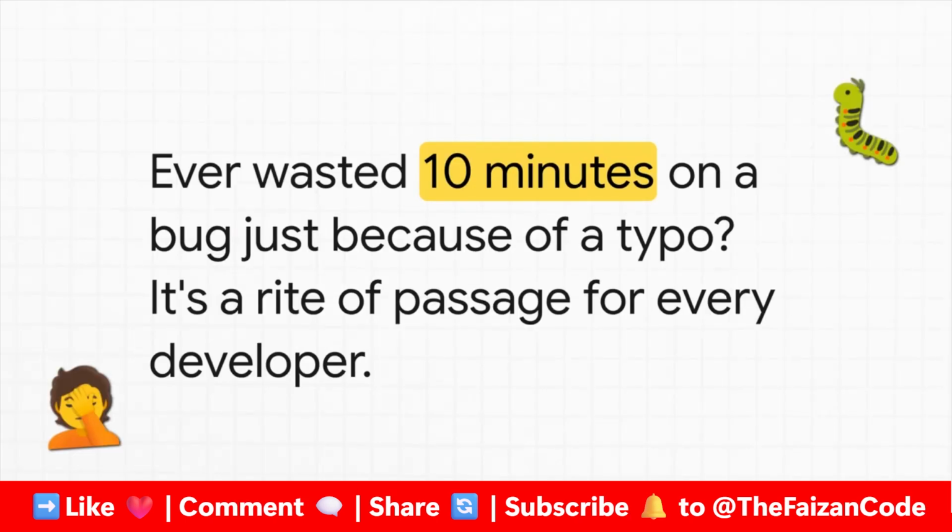I mean, seriously, who hasn't wasted 10 minutes, or let's be honest, maybe even longer, on a bug that was just a simple typo? You're going through your logic, everything looks perfect, you're questioning your sanity, and then you see it. One tiny, misplaced capital letter. It's like a rite of passage for coders, right? But it's also totally something we can get better at avoiding.